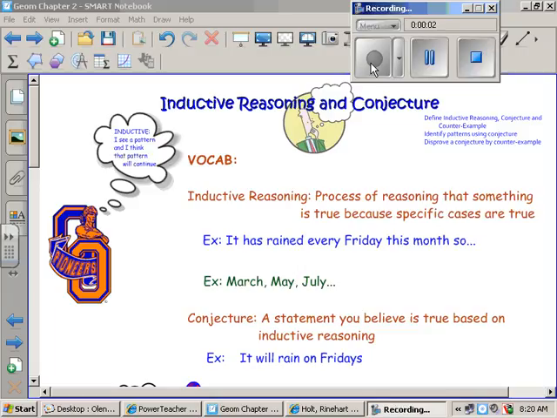Chapter 2 is a chapter on logic and reason. This whole year is a lot about logic, but this is going to be your introduction to logic.